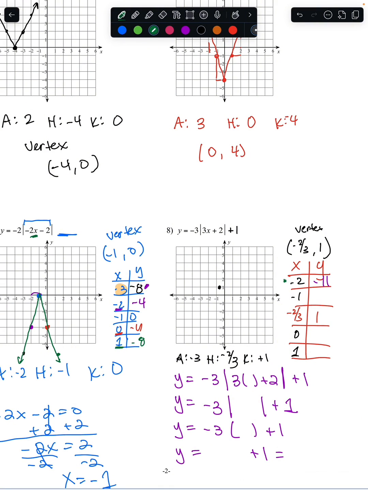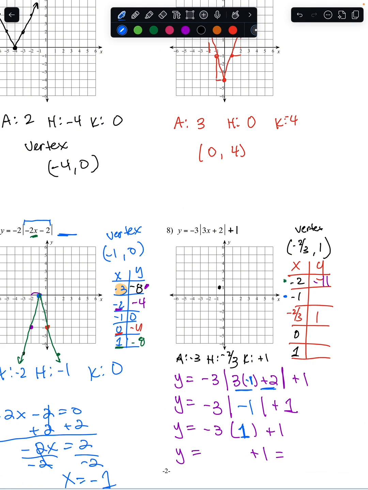So now I'm about to plug in the -1. I'm going to put -1 right here. 3 times -1 is -3. -3 plus 2 is a -1. On the next line, I got -3. Oh, change that. Sorry. What's the absolute value of -1? +1.